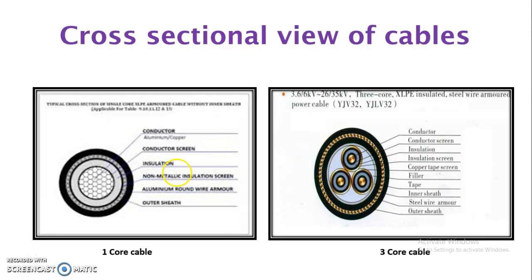Now in the case of a 3-core cable, all these layers are similar, but special attention is given to the inside, the main core of the cable. There are 3 cores as shown here, therefore it is called a 3-core cable. And here you can see that only 1 core is there, therefore it is called a single core cable. Everything else will remain the same. So I hope you have understood the difference between the single core cable and the 3-core cable.